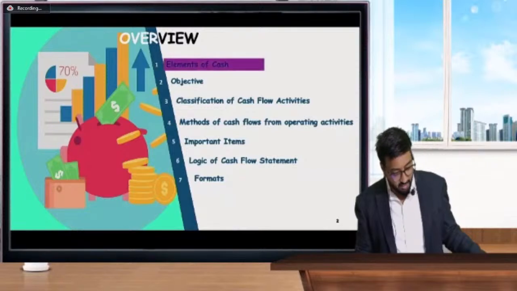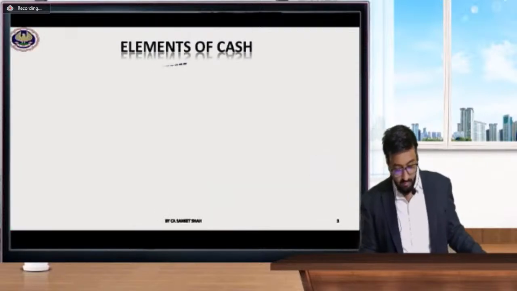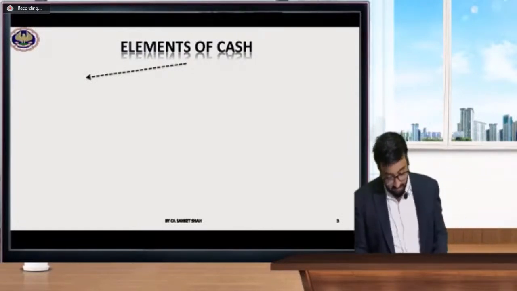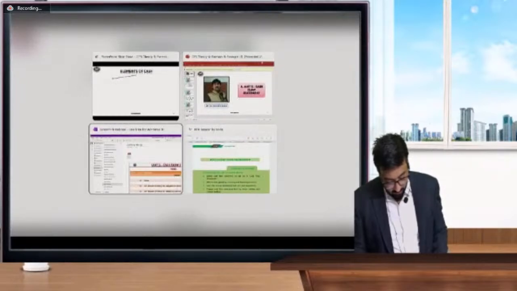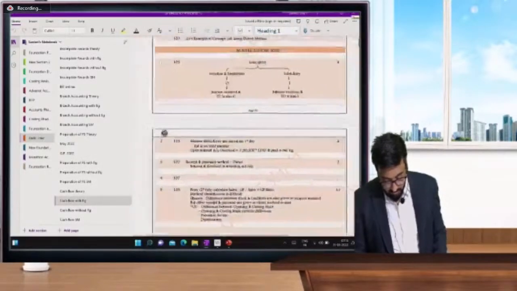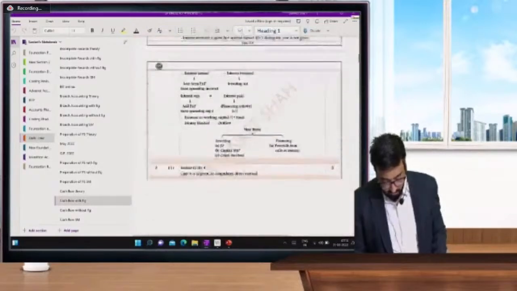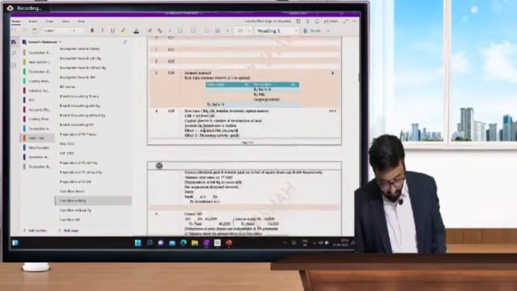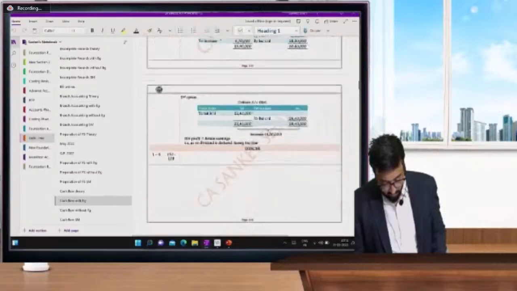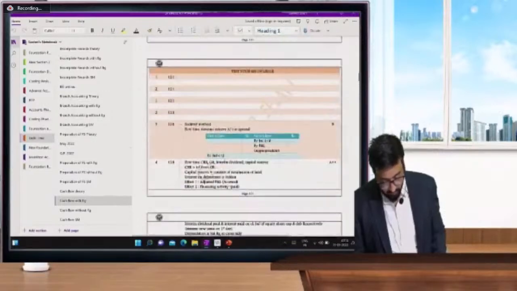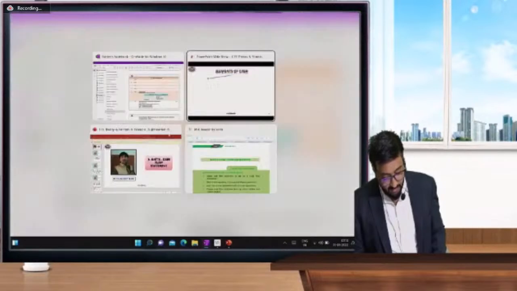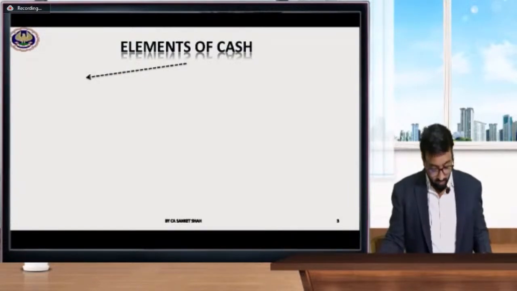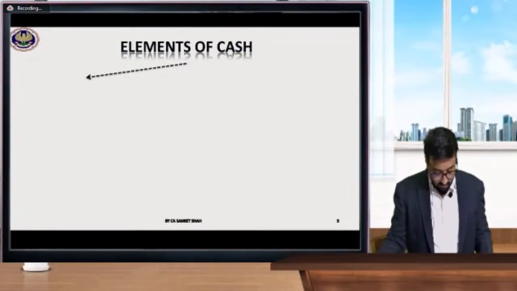Elements of cash. So, beta, first thing, 5 to 6 pages. Yes, I don't know exactly how many pages are there for this chapter. Index. Okay, big chapter. 7 to 8 pages, my friend. Oh, very big chapter, my friend. Chalo, so 7 to 8 pages कैश फ्लो स्टेटमेंट के लिए छोड़ देना, इंडेक्स के लिए. 7 to 8 pages.